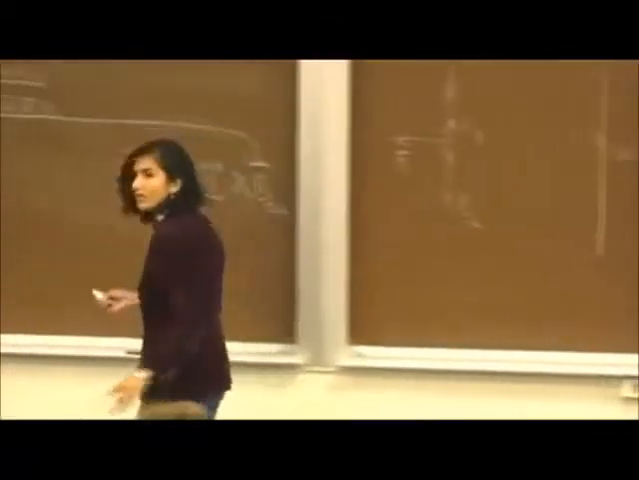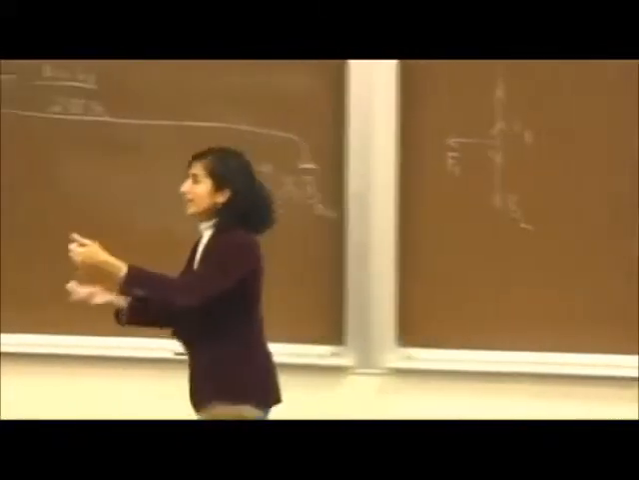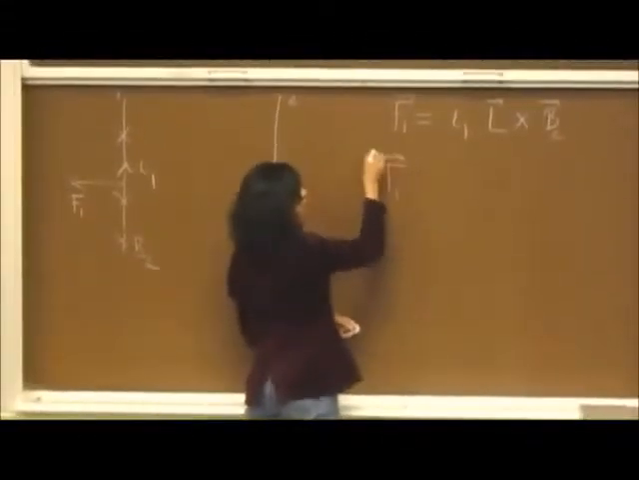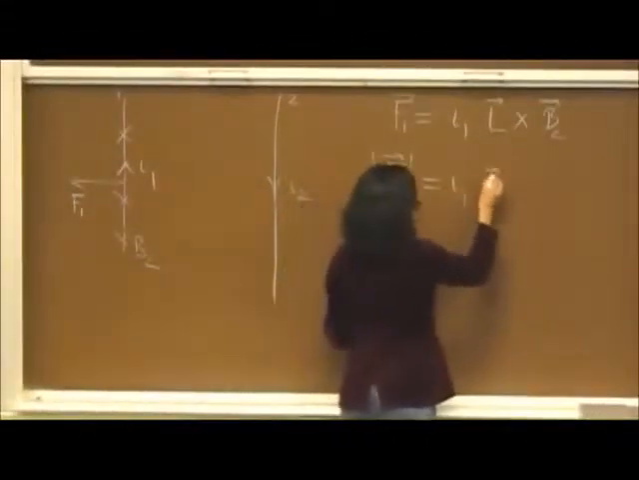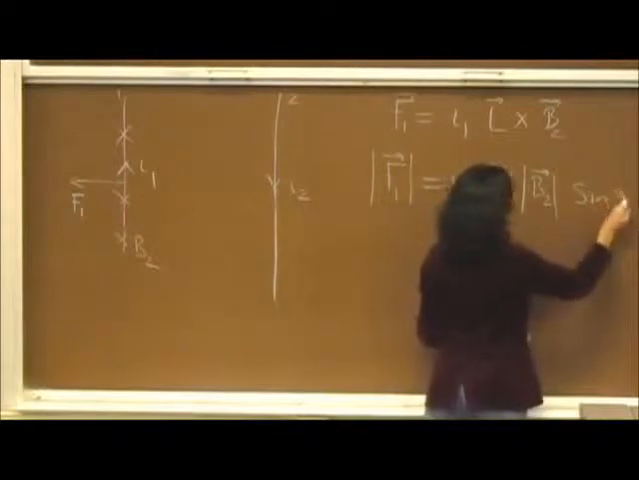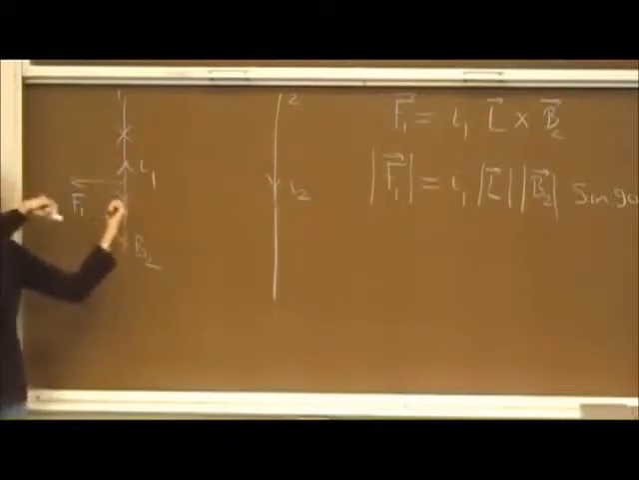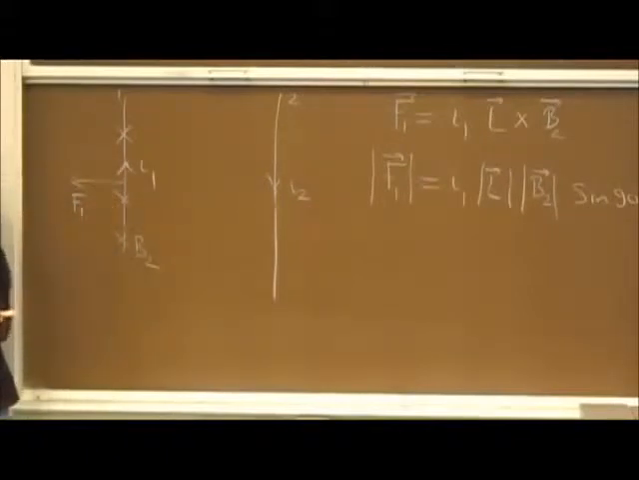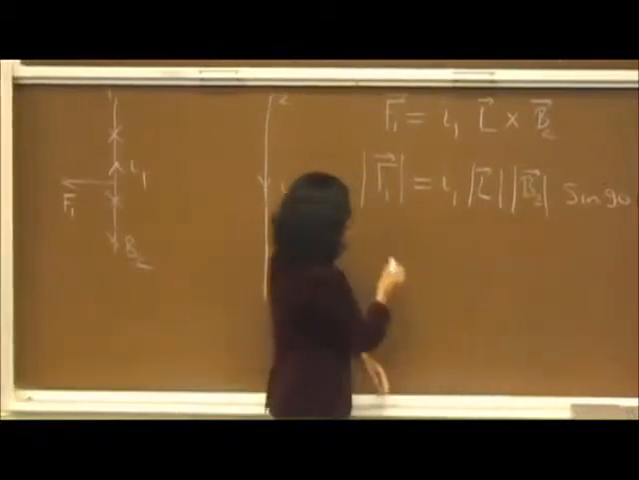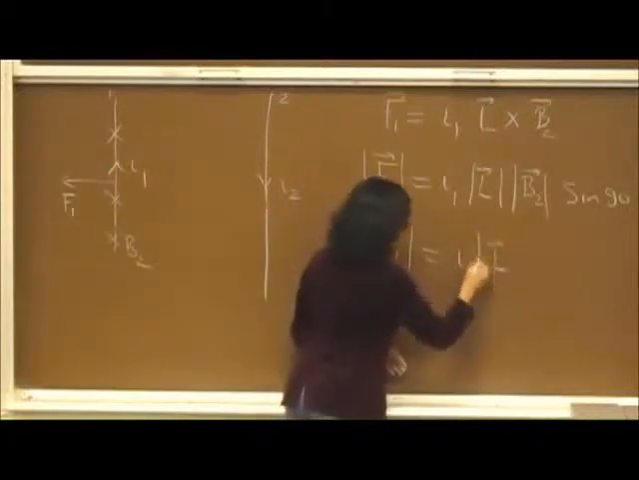Very good. Is everybody with me that we have already verified at least the directions? Both wires repel each other. One of them feels a force this way, the other one feels a force that way. So now let's worry about the magnitudes. F1 has a magnitude which is I1 L B2. And again, the angle between L and B2 is going to be 90 degrees. Why? Because L is in the plane of the board, B2 is perpendicular to the board, so the two are at 90 degrees. So sine of 90 degrees is 1. What do you think will be the magnitude of B2?